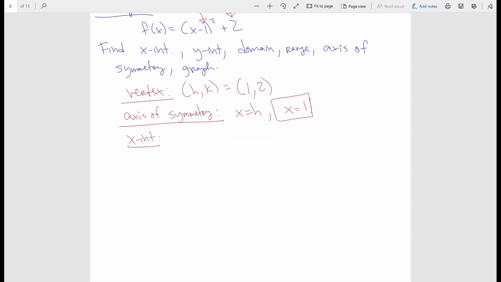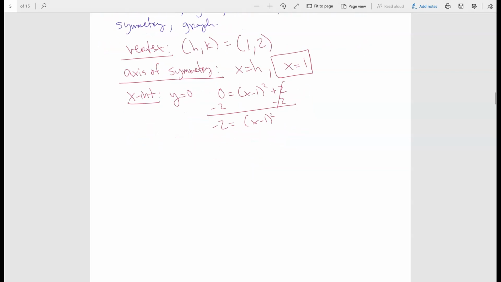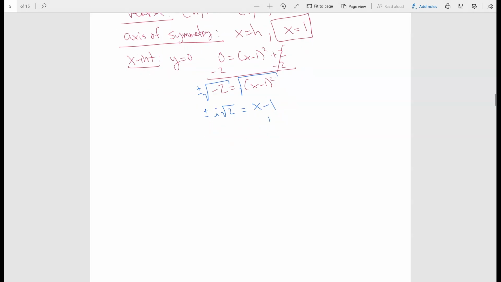So remember, the x-intercepts are when y is equal to 0. Y, remember, is just going to be this f of x. So we're going to say 0 is equal to (x minus 1) squared plus 2. So we're going to solve for x. Minus 2 to both sides, and negative 2 is equal to (x minus 1) squared. I'm going to take the square roots to get rid of that square. Oh, this is just an i. We just figured out what this was. Plus or minus i square root of 2 is equal to x minus 1. And then we just solve for x by adding 1. So x equals 1 plus or minus i square root of 2.